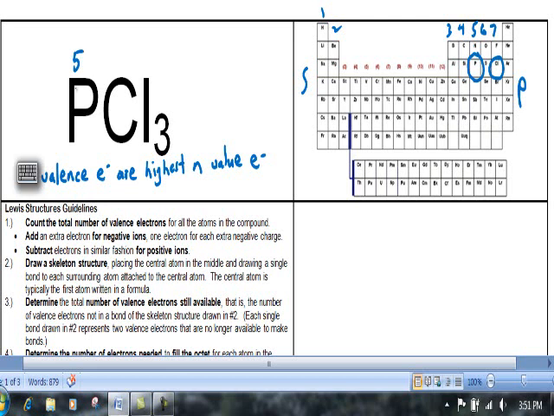So in our structure, there's 5 valence electrons for a phosphorus plus 3 times 7, because there's 3 chlorine atoms. 21 electrons plus 5 gives us 26 electrons that we would consider valence electrons for this structure.